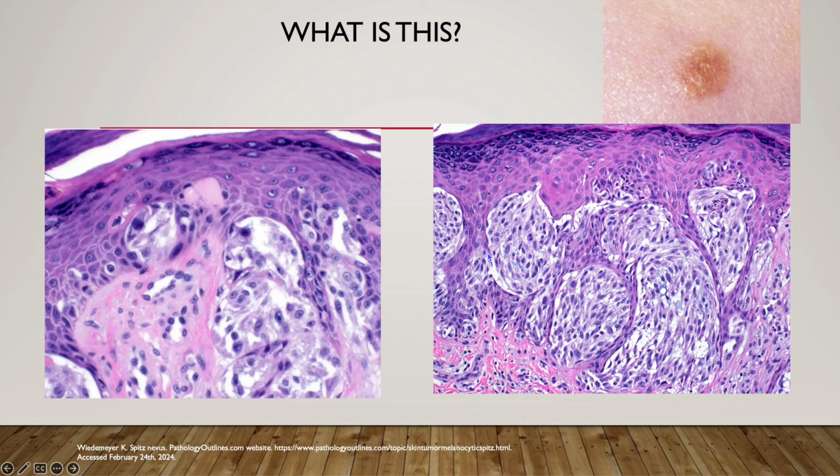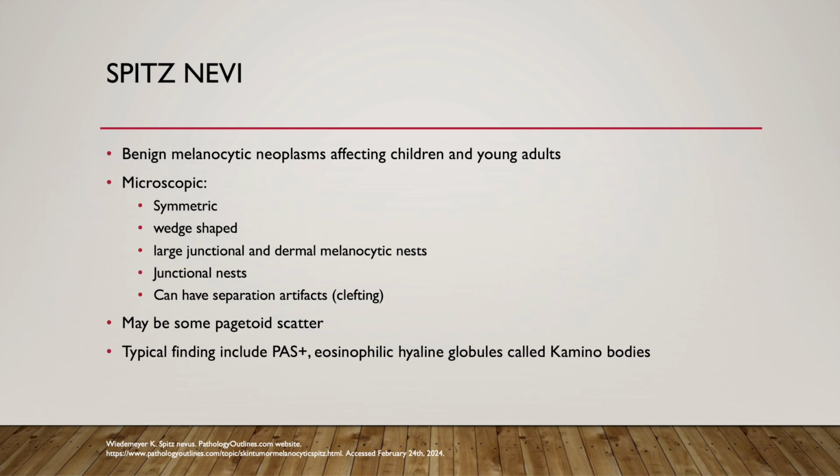These are benign melanocytic neoplasms affecting children and young adults. These are the histologic findings, and you can get PAS-positive eosinophilic hyaline globules called Kamino bodies, as you can see here.